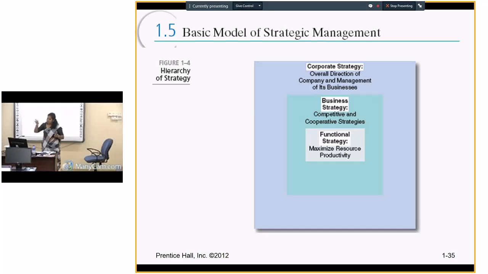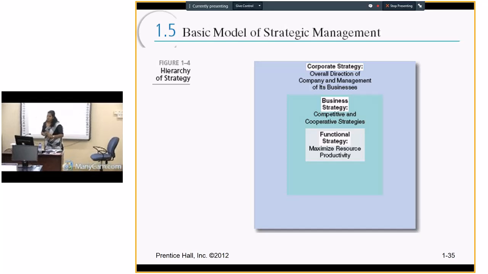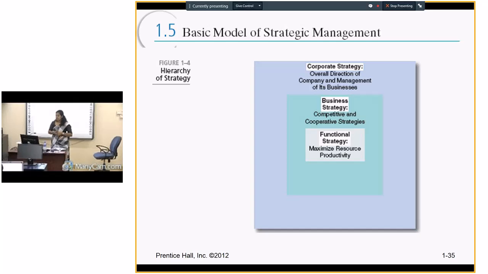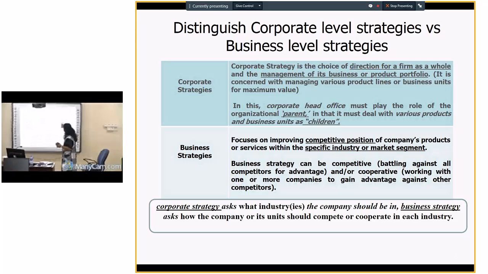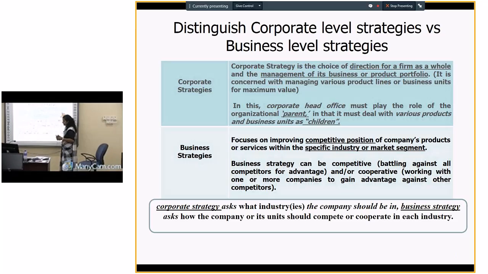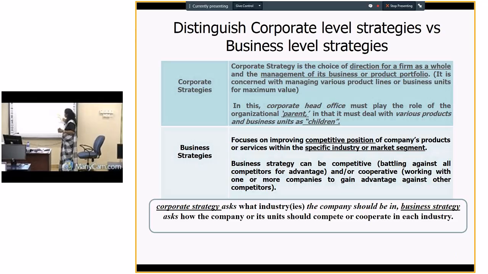Got the point? Therefore, in the business strategy, we might be going in line with competitive strategies or else cooperative strategies. But in the corporate level strategies, the managers need to look at the overall manner, the overall direction of the organization. These are the different hierarchies of these strategies. These are different features or distinguishing ways that we can address the corporate level strategies and the business level strategies. As I mentioned, same thing. The corporate strategy highlights the whole company's direction. Business level strategies look at how to make a competitive position in a specific industry.